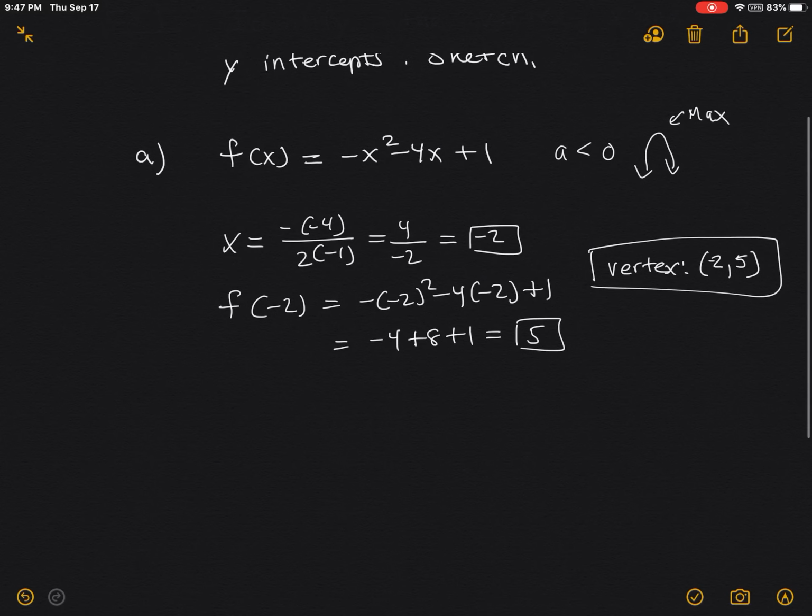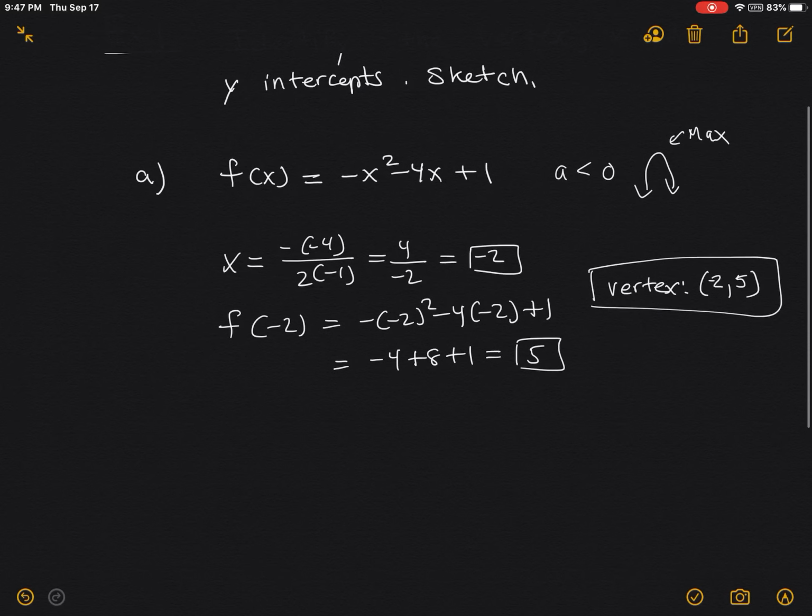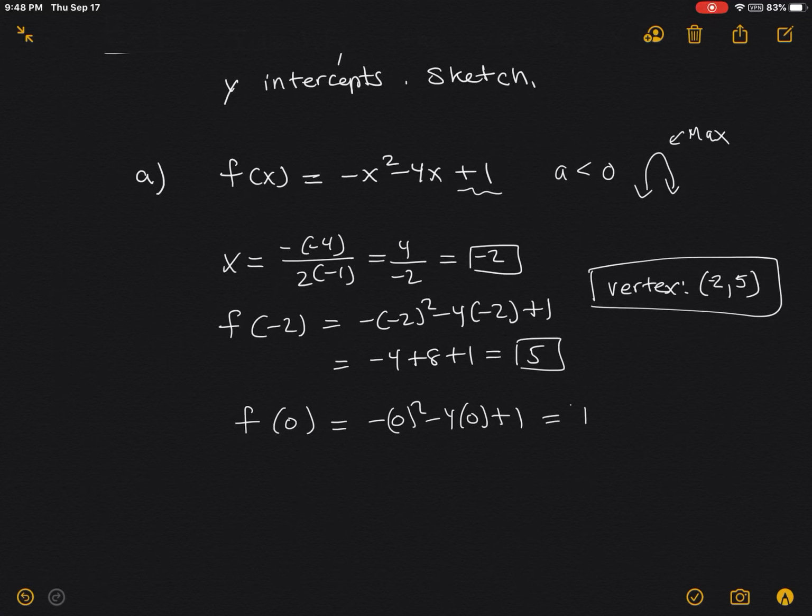What else? I also need to get the y-intercept. I already told you that this last number is the y-intercept, but you could verify for yourself. F of 0 is negative 0 squared minus 4 times 0 plus 1. Of course, you're just going to get 1. So 0 comma 1 is on the graph. And then to get the x-intercepts, you set y equal to 0, and you solve for x.